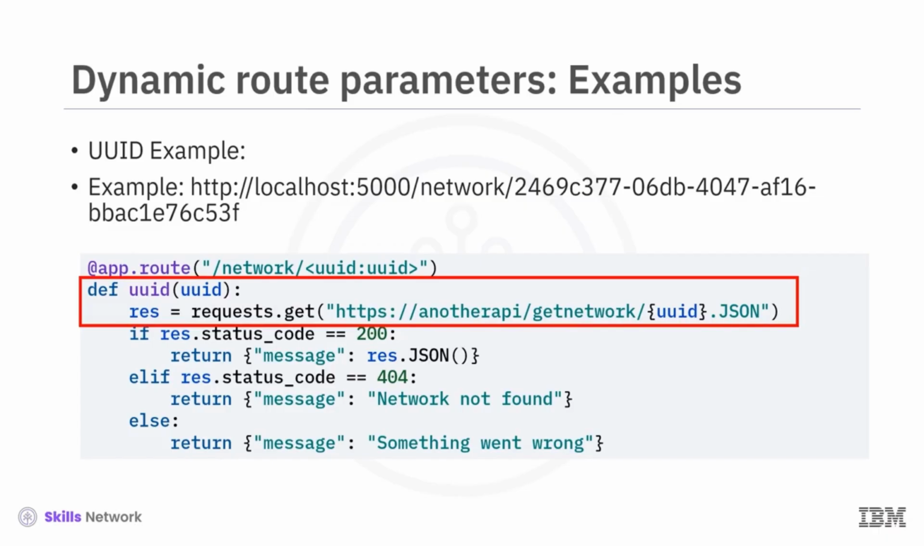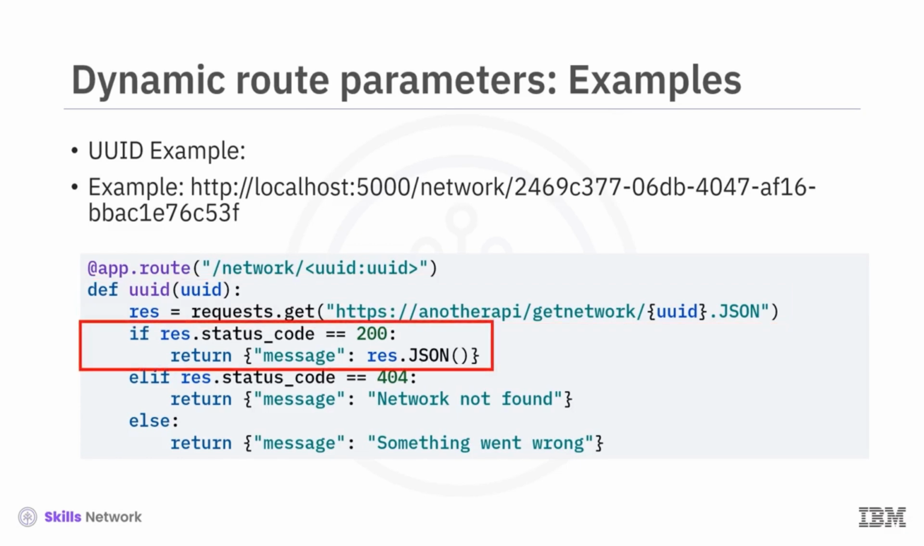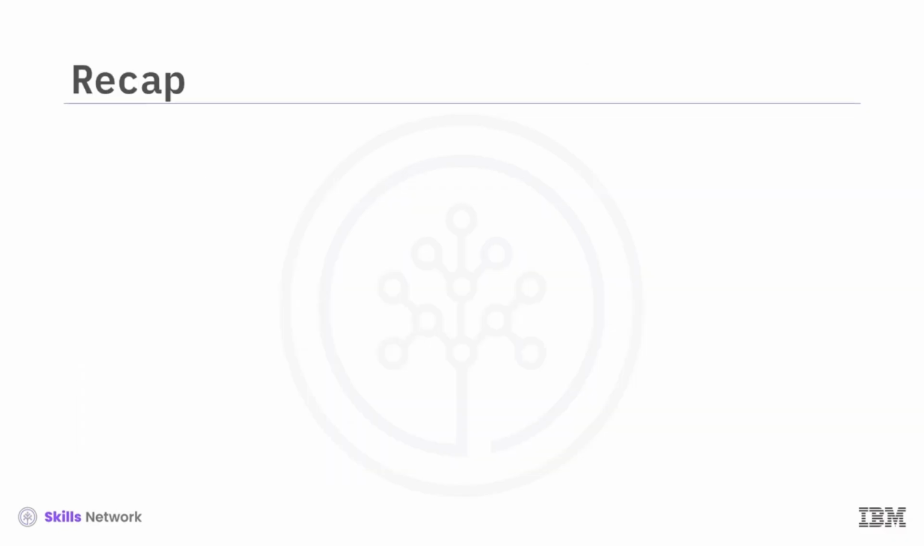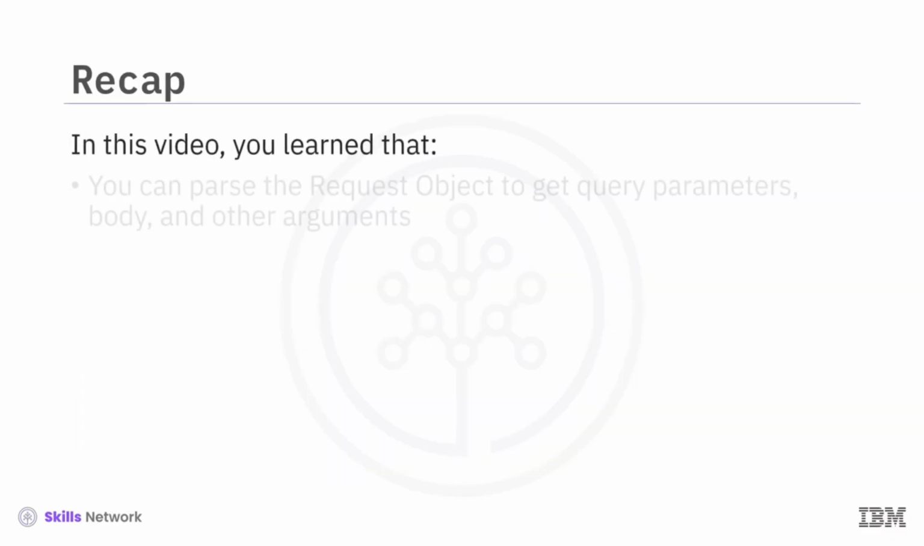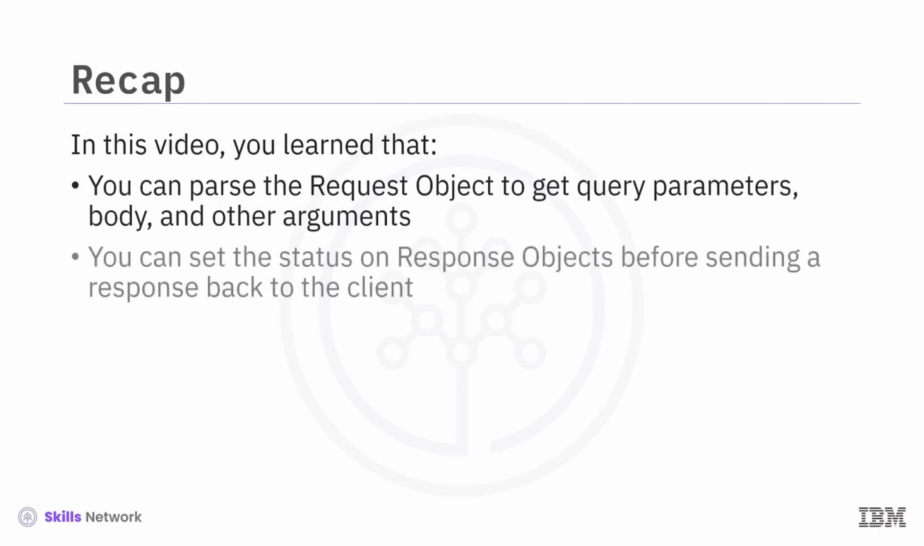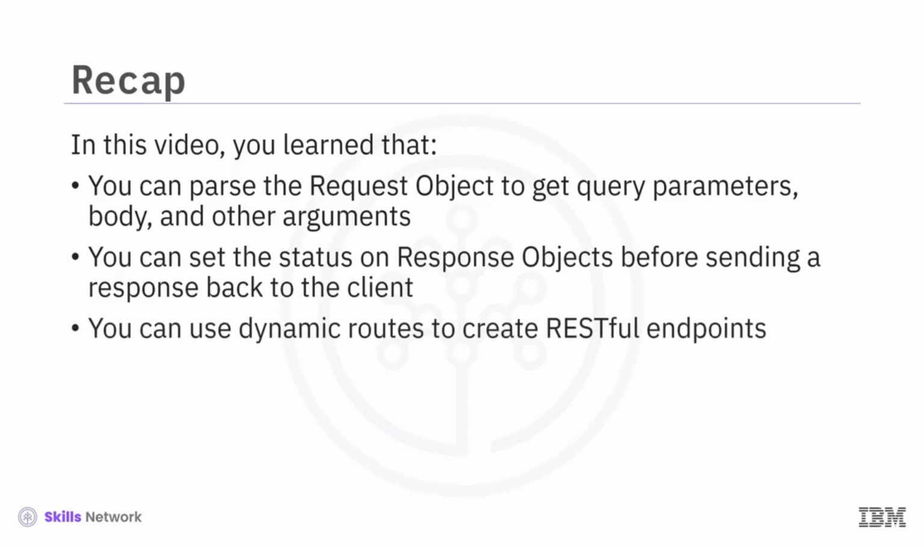The UUID is passed to the method as an argument, and you return a success message if the UUID is found. Otherwise, you return an error code with an appropriate message. In this video, you learned that you can parse the request object to get query parameters, body, and other arguments. You can set status on response objects before sending a response back to the client. And you can use dynamic routes to create RESTful endpoints.